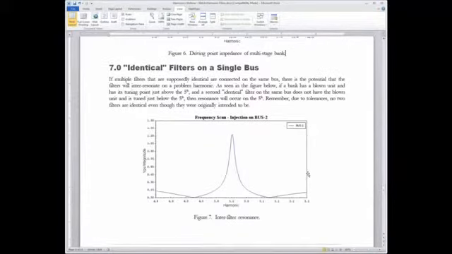One other item that I want to discuss here is what is called inter-filter resonance. And this is a rather unknown thing. I remember back being at PTI, and Ray Stratford would always say, oh, you got to be careful. If you put two filters on the same bus, they can talk to each other. So you really want to be careful not to put two filters on the same bus.